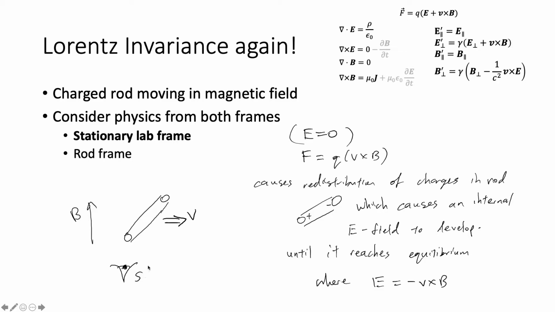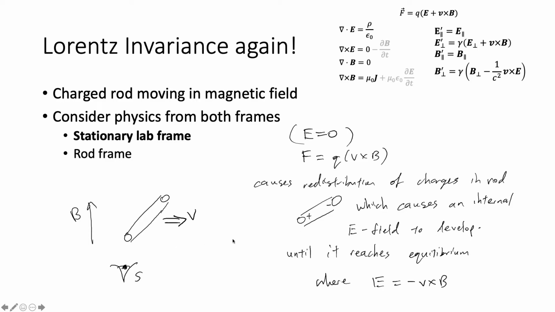So in the stationary lab frame, the rod is moving through a magnetic field, and that causes a Lorentz force to be experienced by the charges, which causes a redistribution of charges. You can see positive on this end, negative on this end. This redistribution of charges will cause an electric field to build up within the rod itself, because electrostatic fields come from charge distributions. This would occur until it reaches an equilibrium where the electrostatic forces and the Lorentz force balance out, and as a result, an electric field will be developed in the rod.